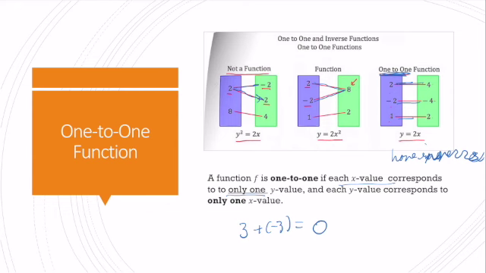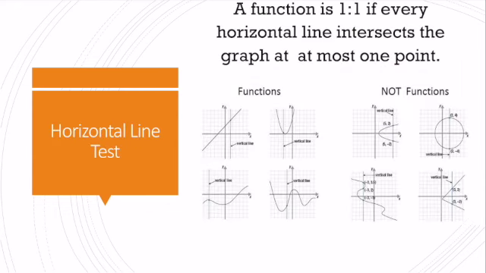So let's take a look at whether some functions are one-to-one. A good way to test if a function is one-to-one is if they pass the horizontal line test. In order to be one-to-one, you have to be a function, right? You can't not be a function, so we can ignore all these guys over here. So let's do the horizontal line test.